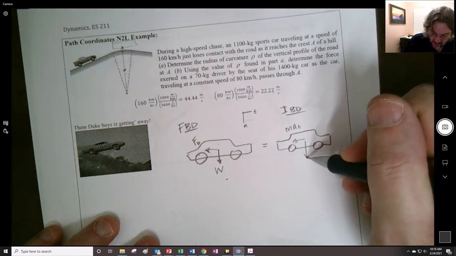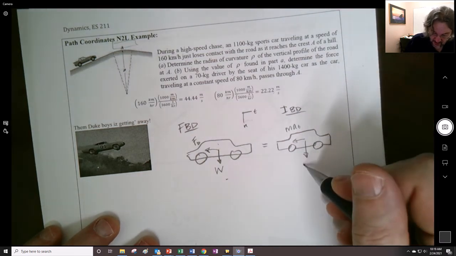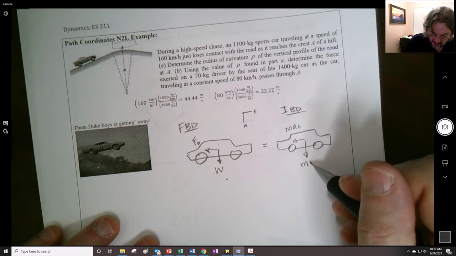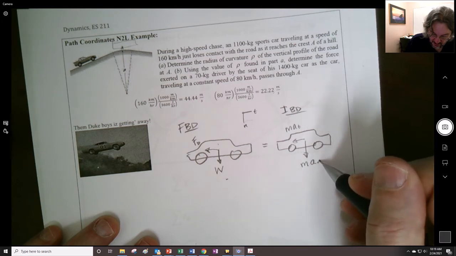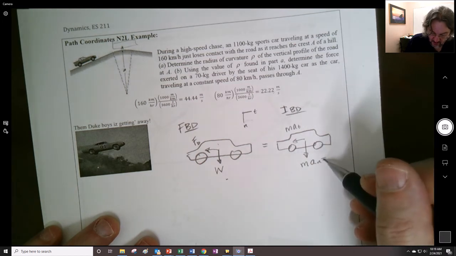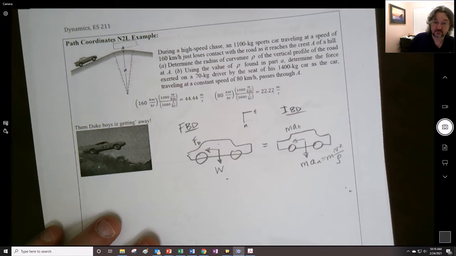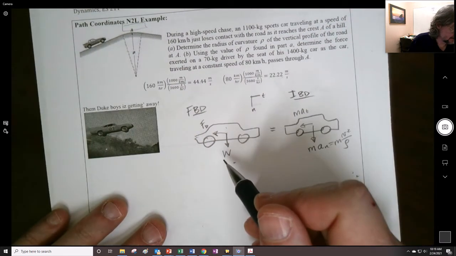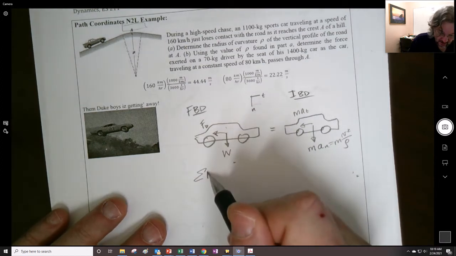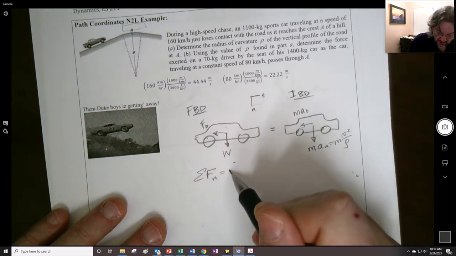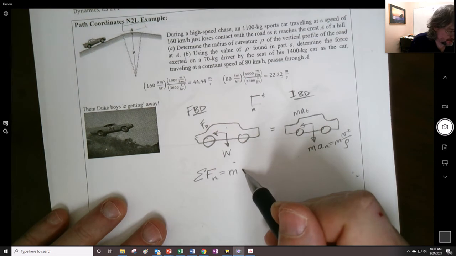But here, we're accelerating down, right? So this is going to be mass times the acceleration in the normal direction, which is mass times velocity squared over rho. That's what that is. So taking the sum of the forces in the normal direction is mass times acceleration in the normal direction.